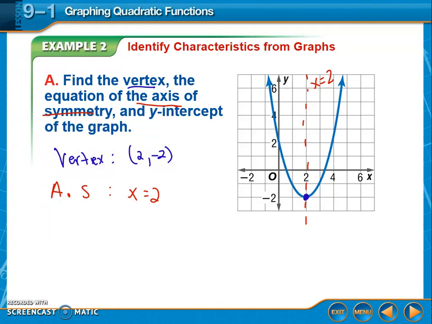And the last thing I want to do is the y-intercept, which is where it touches the y-axis, which is right there. So my y-intercept is going to be the point (0, 2), or if we just want to say 2, because we're talking about the y-intercept, so it's obviously 0.